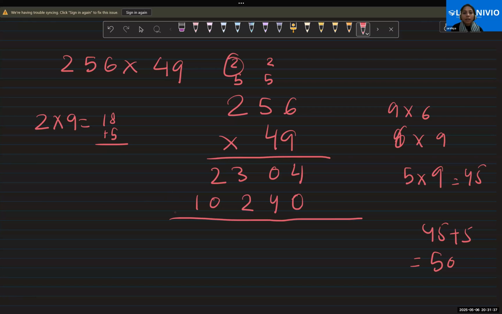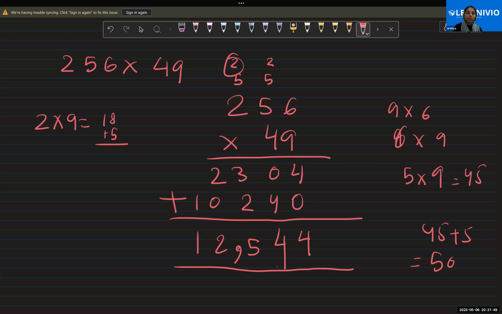Now I will add. So 4 plus 0 will be 4. 4 plus 0 will be 4. 2 plus 3, 5. 2 plus 0, 2. And 1. So my answer will be 12,544. Okay. Okay, ma'am. Write this down. Done? I already did it.